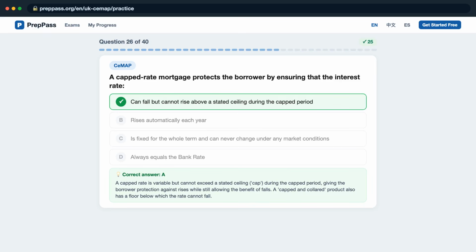The correct answer is A. A capped rate is variable but cannot exceed a stated ceiling, cap, during the capped period, giving the borrower protection against rises while still allowing the benefit of falls. A capped and collared product also has a floor below which the rate cannot fall.